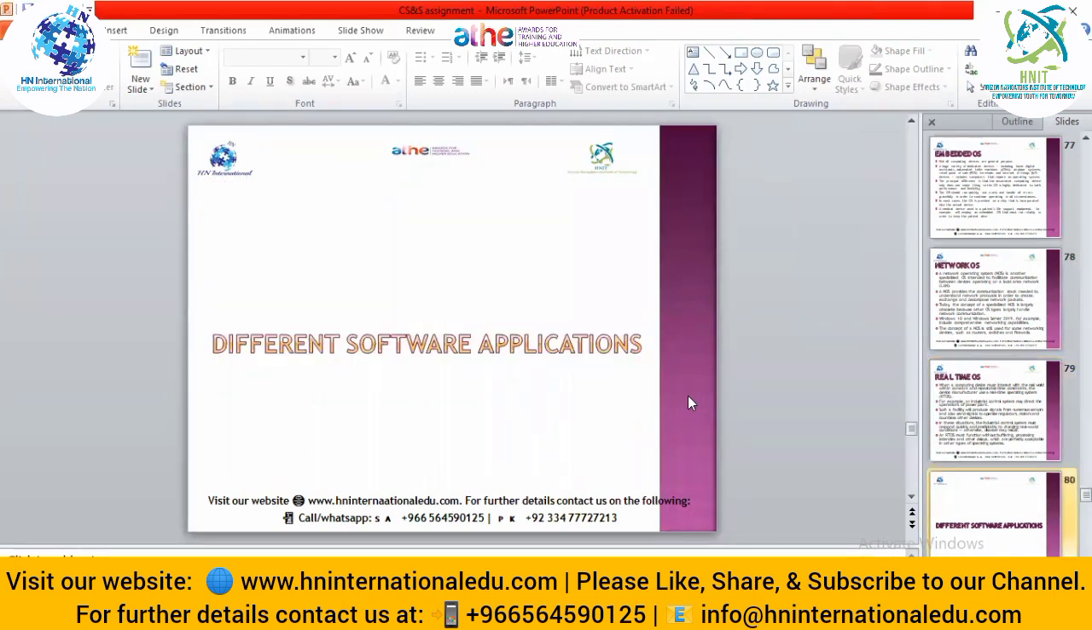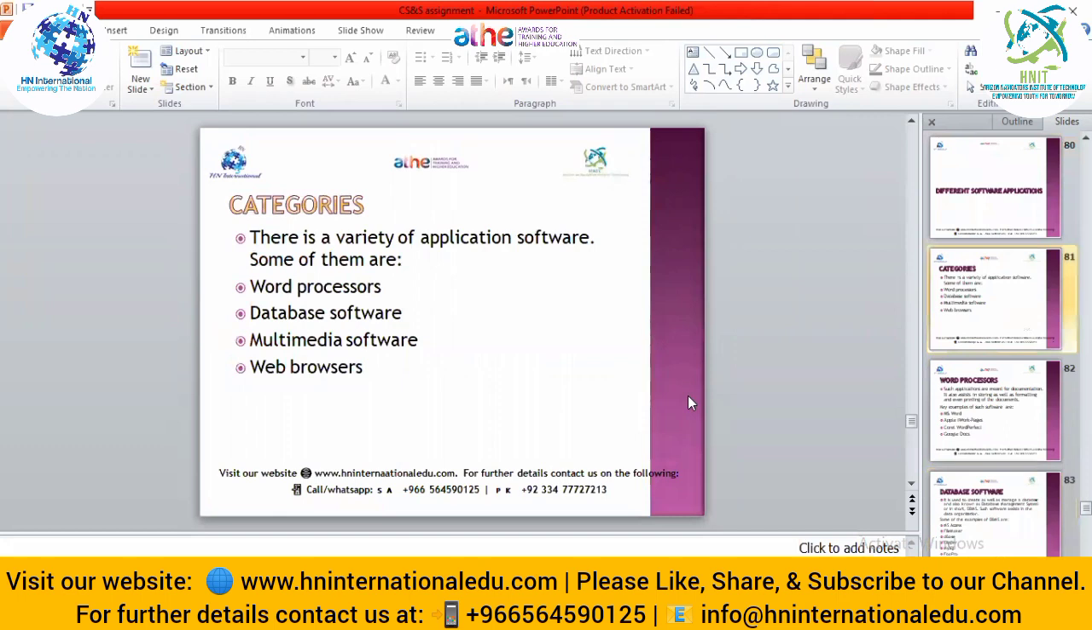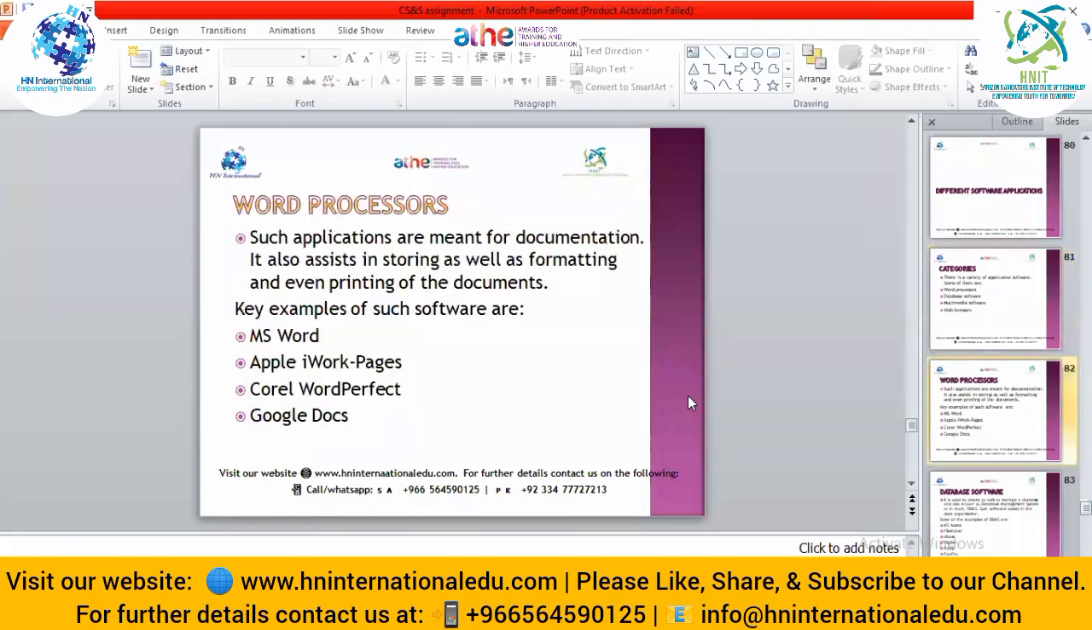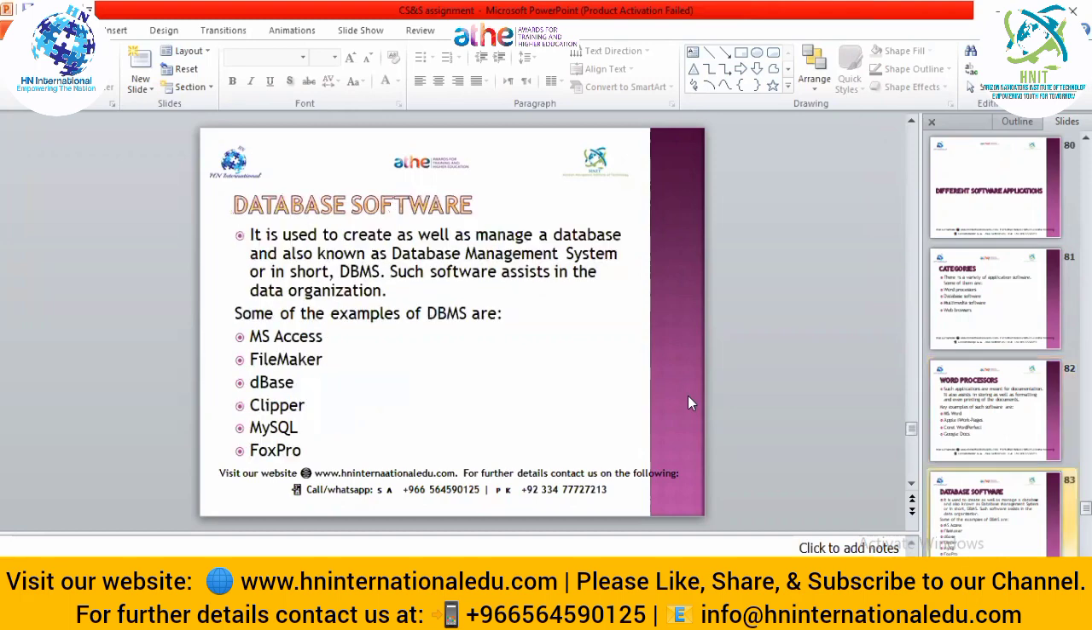Now, different software applications. The categories of software applications are word processors, database software, multimedia software, and web browsers. So we have to suggest which category suits our user. Either they have to use a word processor, database software, multimedia software, or a web browser. Word processors are used to make documents. If we want to generate a document and print it, we have to use a word processor. Examples are MS Word, Apple iWork Pages, Corel WordPerfect, and Google Docs.